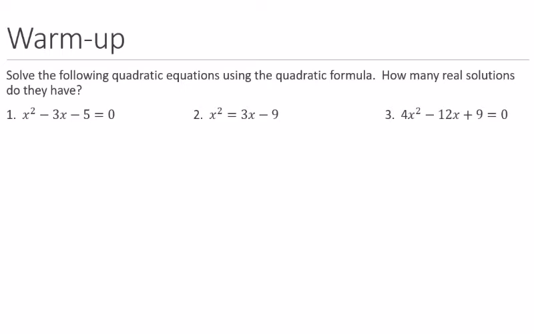All right, so for this first one, what I want to do is get one side equal to 0 first, right? Already done. So then I can identify A, B, and C. A is 1, B is -3, and C is -5, right? I have everything I need for the formula. So now I'm going to plug in, and let me write the formula up here, x equals. Anybody have it memorized yet?